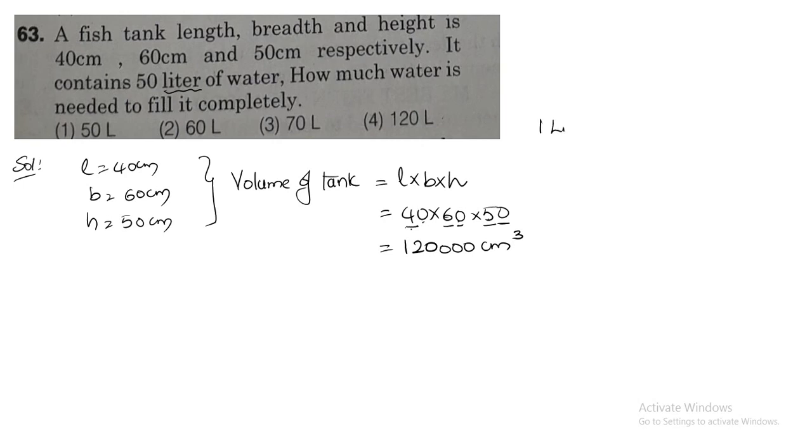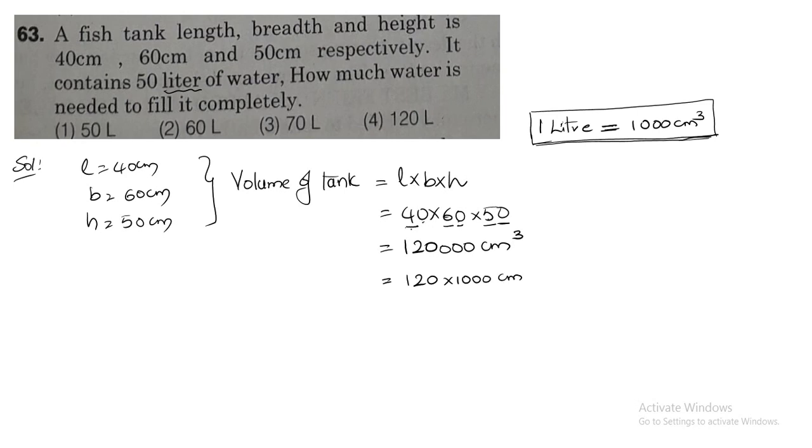So what is the conversion? We know 1 liter is equal to 1000 centimeter cube. This particular conversion we need to know to solve this particular problem. That means this I can write as 120 into 1000 centimeter cube. This 1000 centimeter cube I can write as 1 liter. So this gives me 120 liters. So the volume of tank is 120 liters.